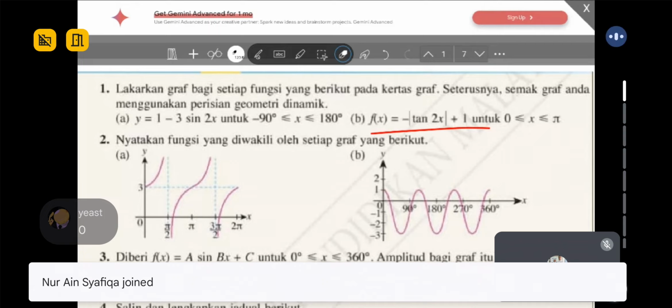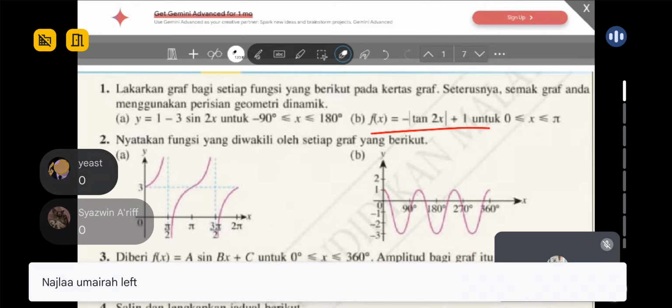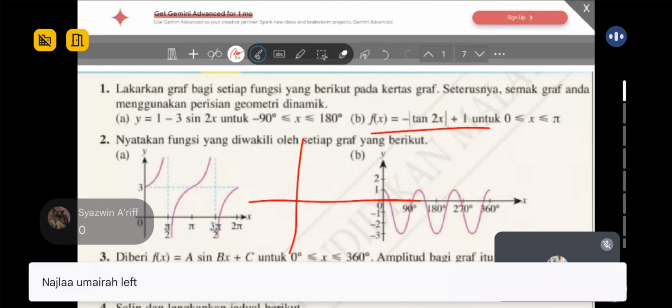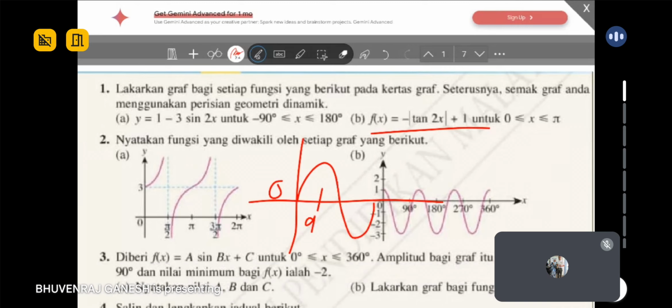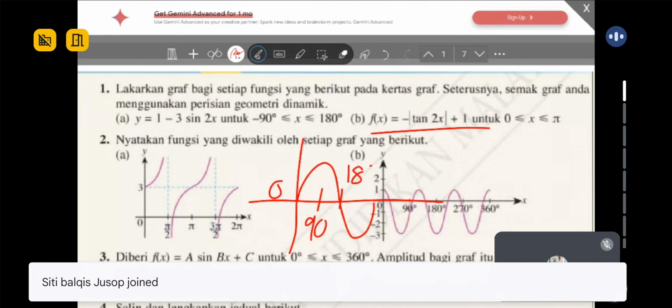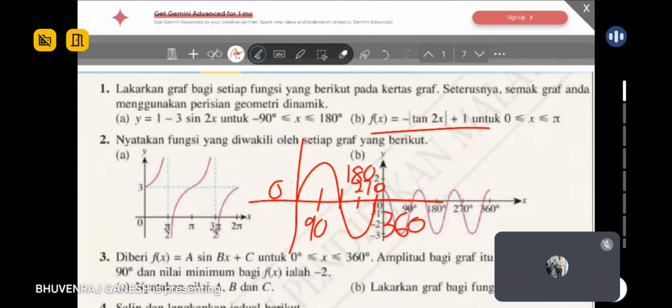Yes, very good. Basically, if you memorize the shape of the sine graph, you will understand. So this is your sine graph, 0, 90, 180, 270, and also 360. So these are all your values. Kamu boleh hafal graph ni.